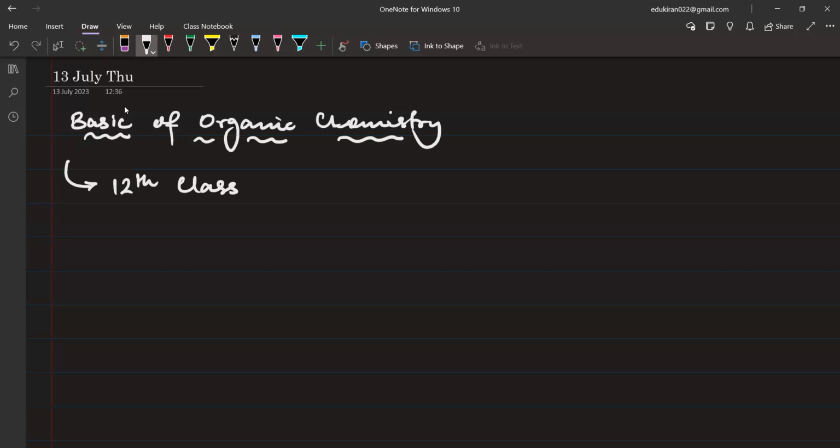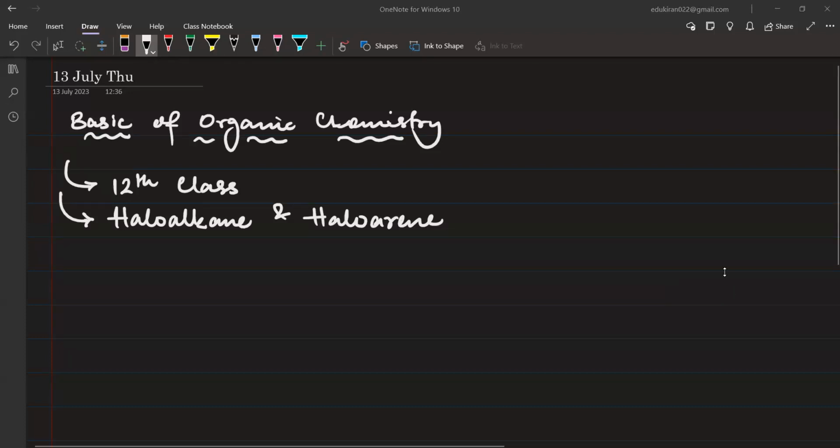Another thing, we will be very specifically interested in the application towards haloalkanes and haloarenes. Why is that? Because most of the students who are here right now have joined in between haloalkanes and haloarenes or after we have done them. So the haloalkane and haloarene portion is left for many of the students. Keeping that in mind, we will be doing everything from the general perspective of 12th standard and specifically for haloalkanes and haloarenes also.